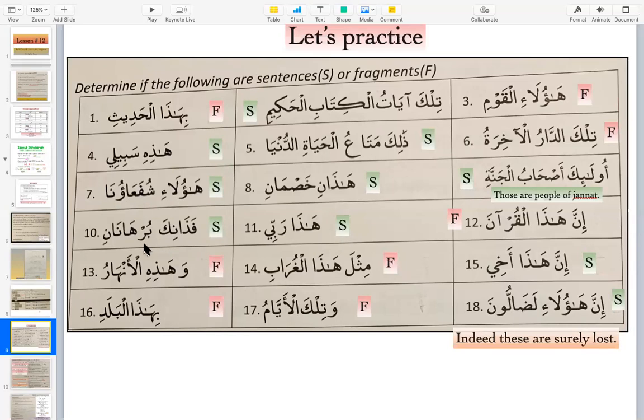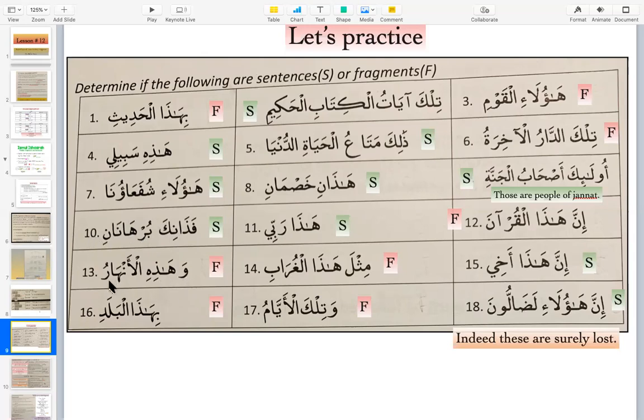Then we have fazanika burhanani. So zanika, since burhanani, so what do you think about burhanani? So burhan is the word, and then ani is attached, so that means our muslimani. So this is our rafa and dual, and that's why you see zanika over here. Okay, and there is no al, so that means this is a sentence. Fazanika burhanani, so those are burhanani. Burhan means dalail, like proofs, you can say. Okay, so these are two proofs. So these are two proofs, burhanani, two proofs.